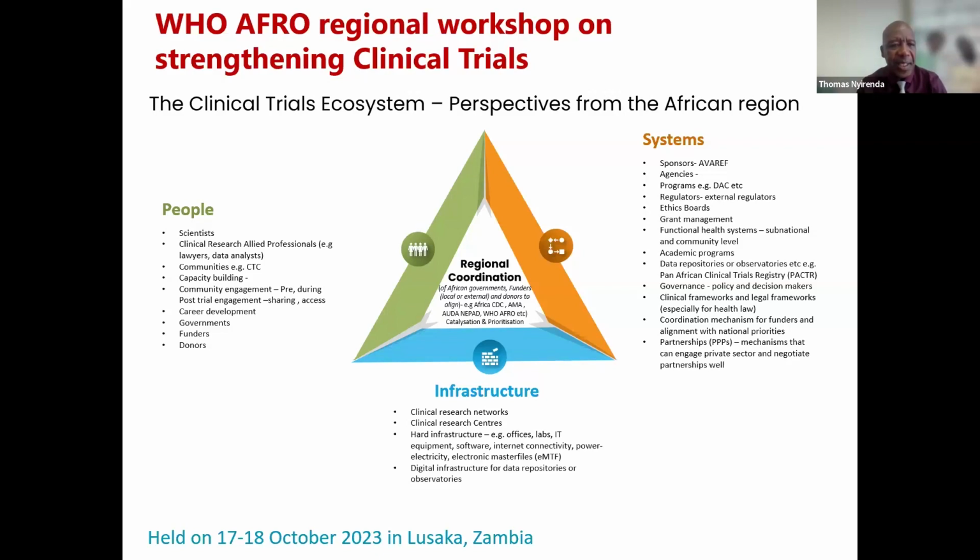So if we are going to think about what kind of coordination mechanism needs to be put in place, this slide just summarizes what has come through from different consultations, that we have 3 areas that we really need to coordinate, and these are systems. Secondly, the people, the scientists, policymakers, etc. And thirdly, the infrastructure. And the coordination mechanism comes in between.